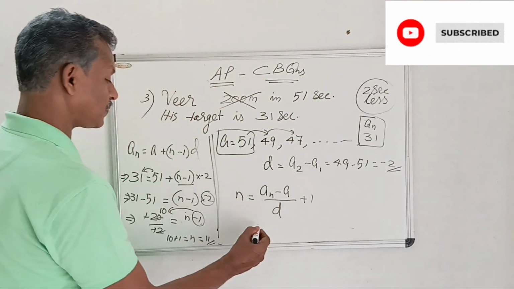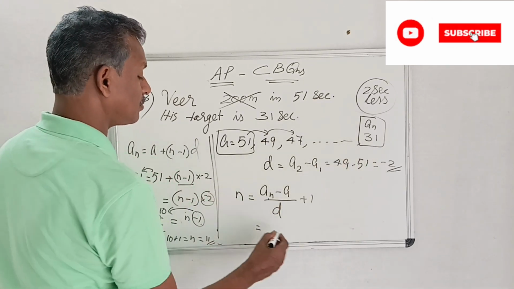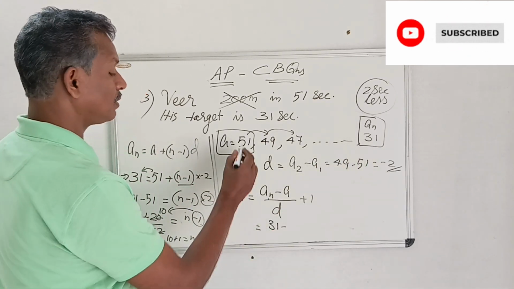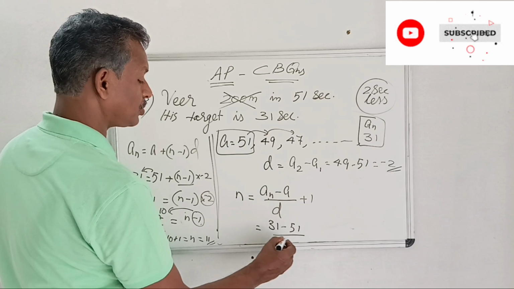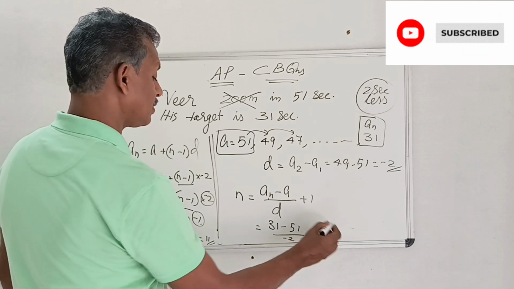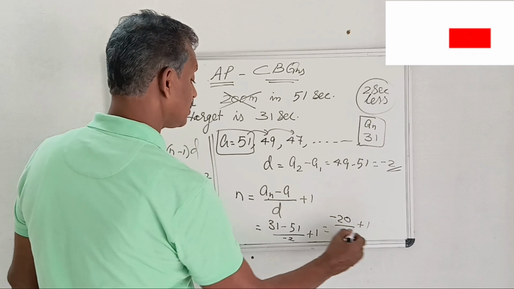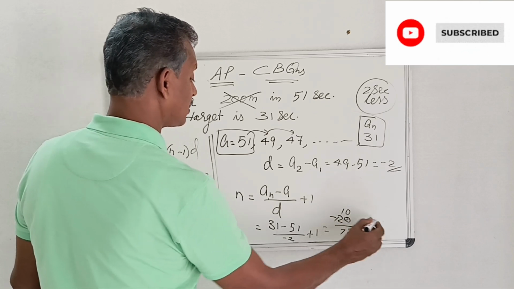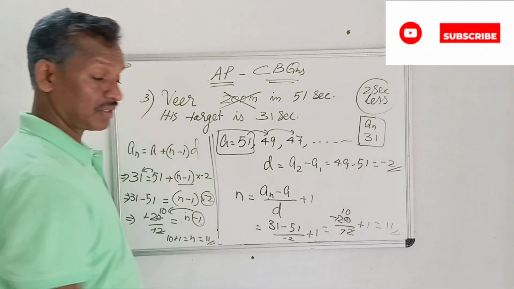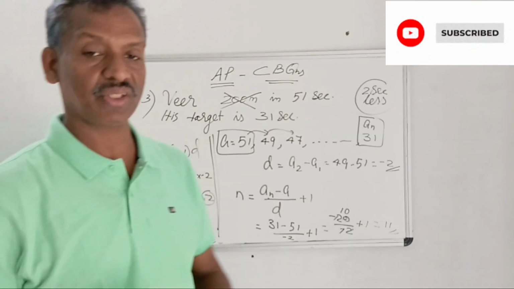Or you can use this formula also. an is the last term. (31 minus 51) by minus 2, plus 1. You subtract it, minus 20 by minus 2 plus 1. Minus minus cancel and this is 10, 10 plus 1, 11. On the 11th day he will achieve his target of 31 seconds.